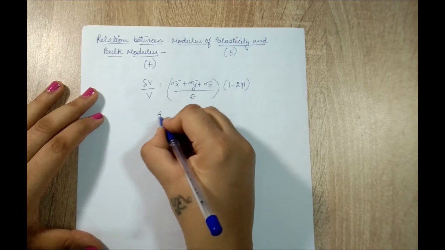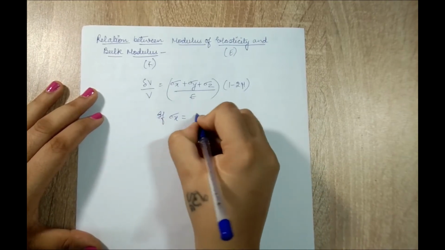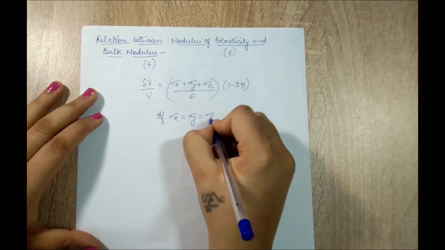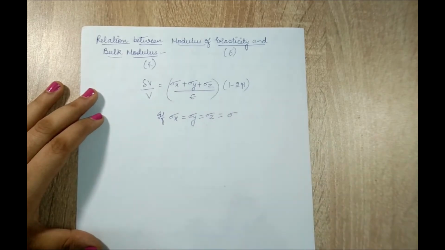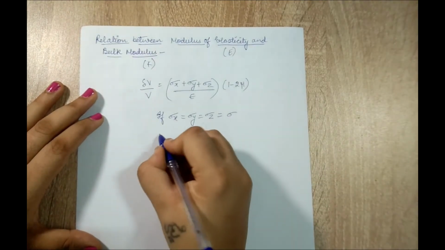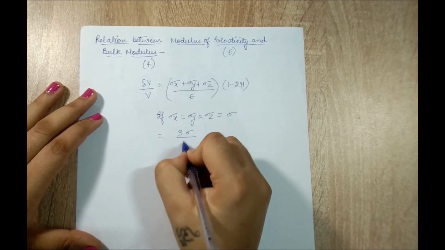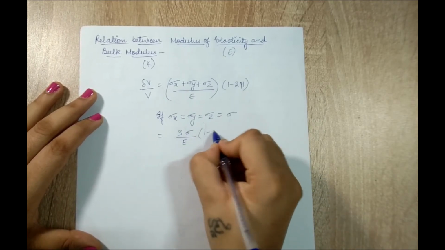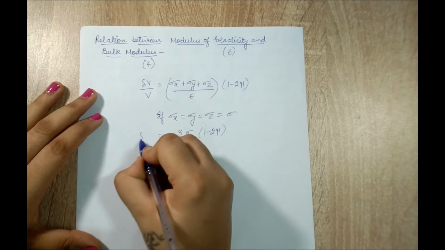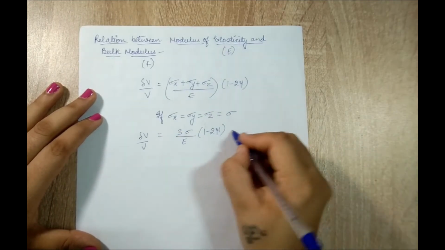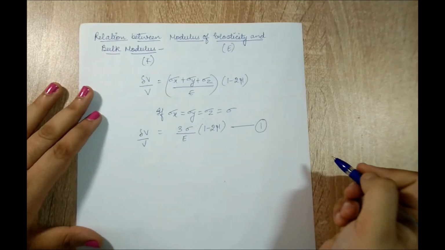Suppose sigma x becomes equal to sigma y becomes equal to sigma z in magnitude, so I call it sigma. Then here I will get 3 sigma upon E into (1 minus 2 mu). This is my delta V by V. I'll mark this as equation 1.